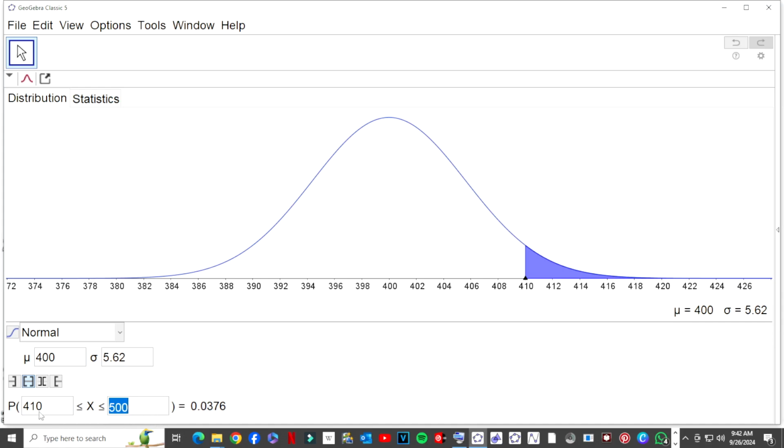So we take it that x takes the value of 410 or greater than 410, and it's less than or equal to 500. That gives us the probability of 0.0376, and it confirms what we get as 225 over 6,000. And that area is represented by this portion of the curve. So if one was to ask the probability that it is less than 410, then it would be represented by the unshaded region.